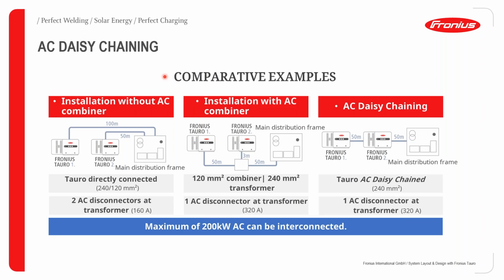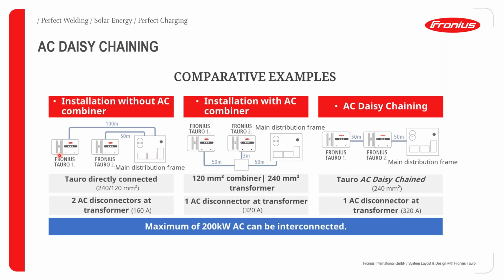I just want to show you some comparative examples when using the AC-DC chaining. In the first example, you can do an installation without an AC combiner. Here you've got two Tauro inverters, and here you've got your main distribution frame, where you'll most likely find your AC transformer. In this example, your Tauros are directly connected to your AC distribution frame.